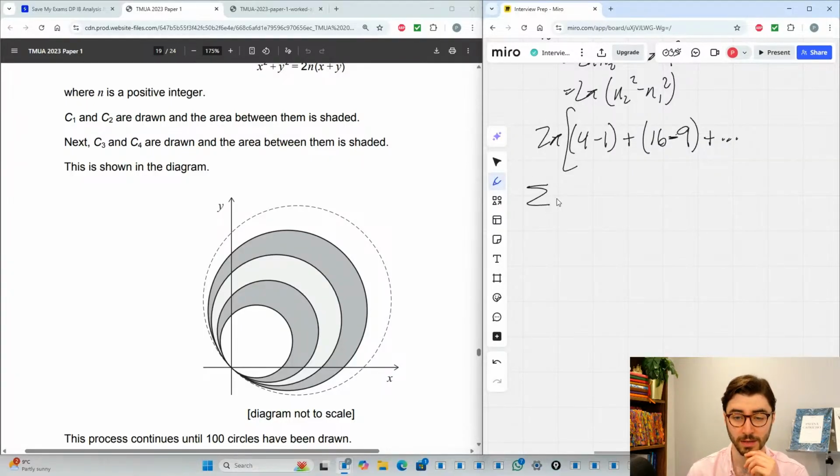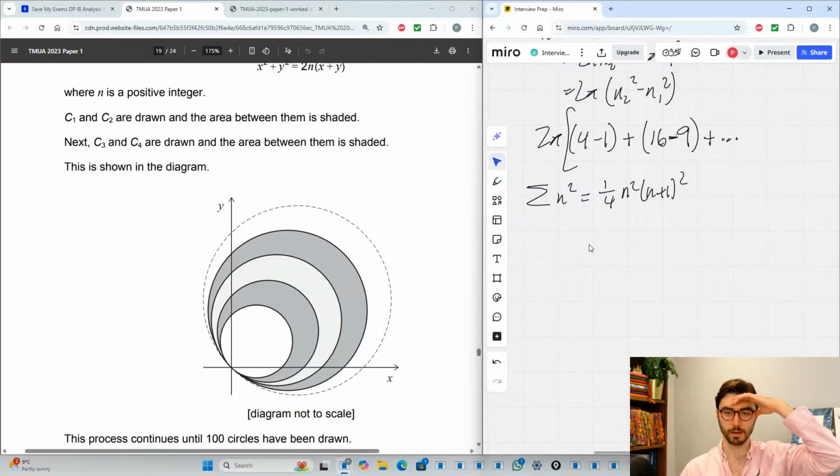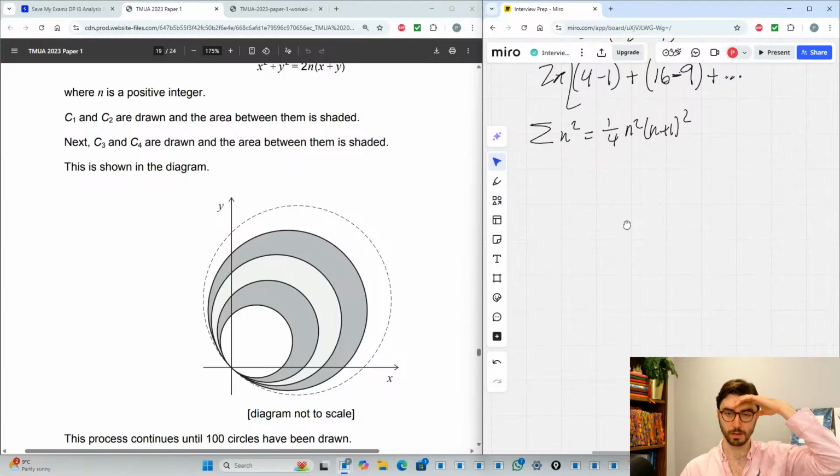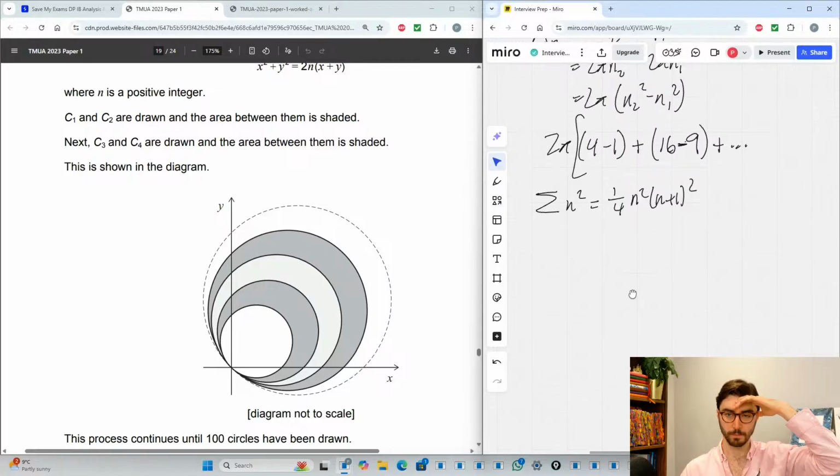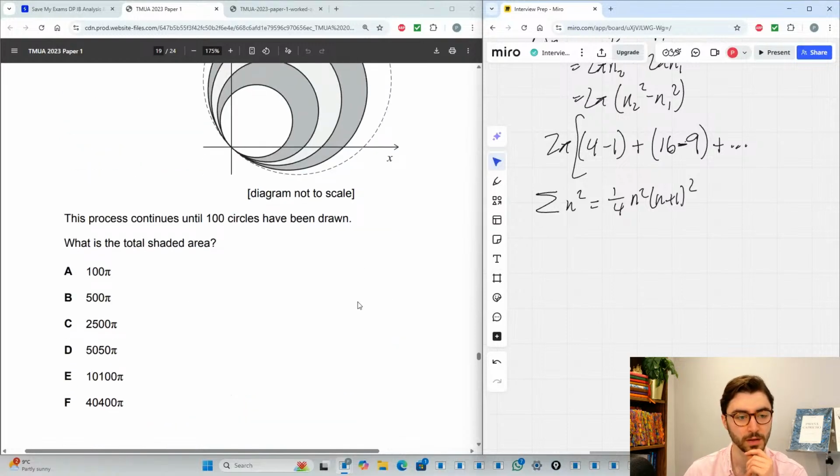I think that the sum of n squared is the square of the singles. So it's a half n squared n plus 1 squared. Oh man, I don't remember my series sums. That's a problem. I wonder if that's even on the spec though. Right, I'm there on how to solve the problem, but I actually have to solve the problem.